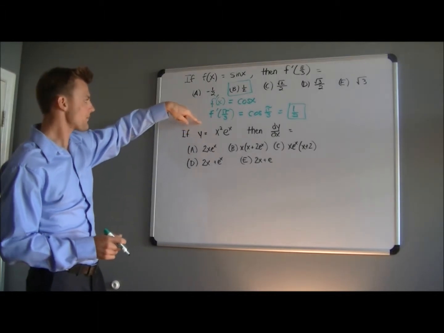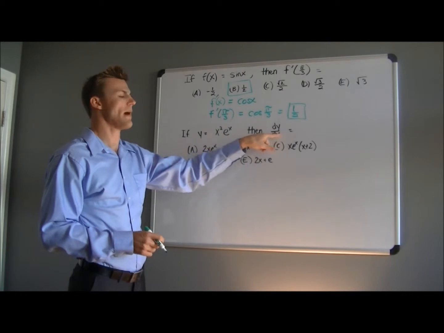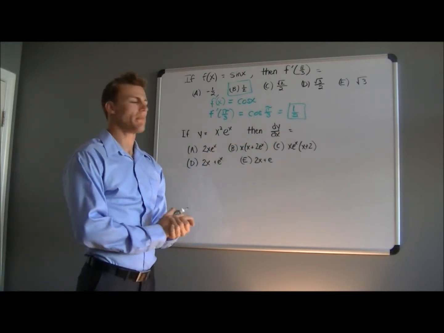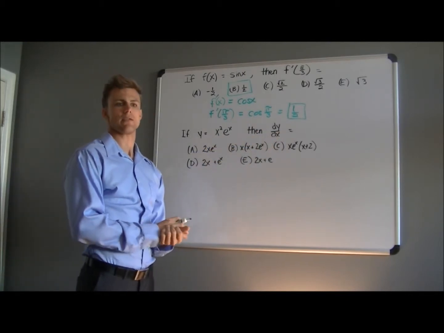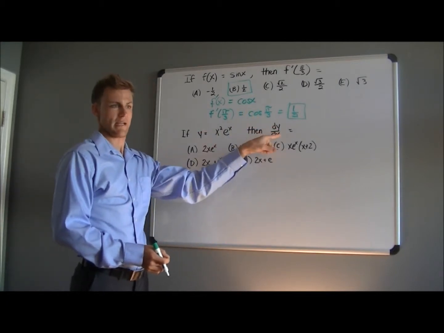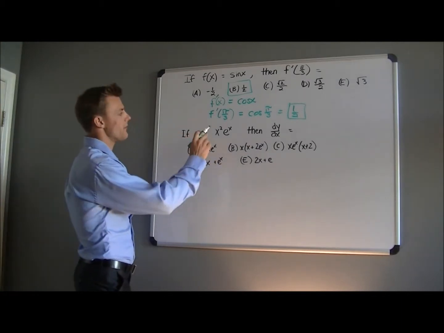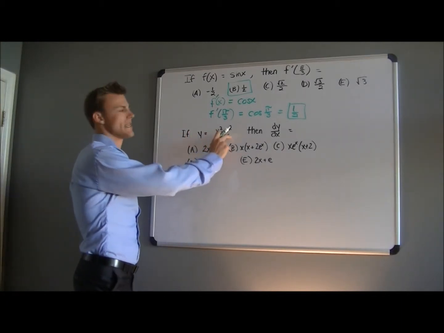Likewise below, if y equals x squared times e to the x, then dy dx equals. We're simply asked just to find dy dx, which we know is the first derivative. We're not evaluating it, we're just finding an expression for it. So we have y equals x squared times e to the x.